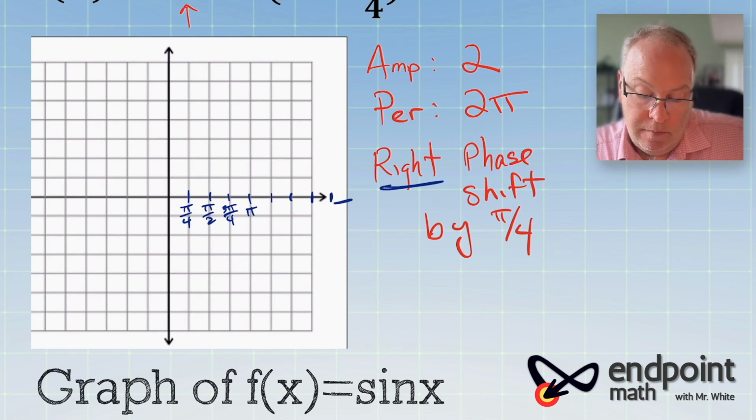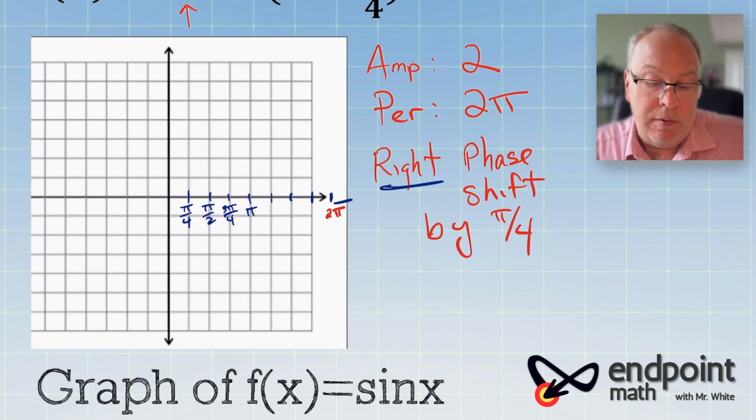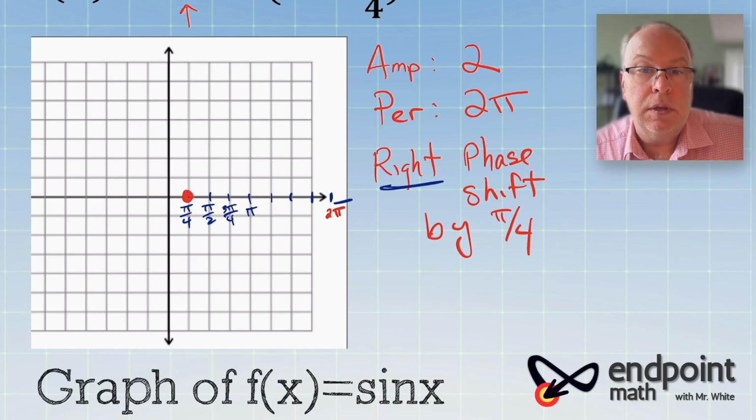So 1, 2, 3, 4, 1, 2, 3, 4. No, I was all right. This is 2 pi. That was right. All right, here we go. It's going to start here. This is pi over 4.